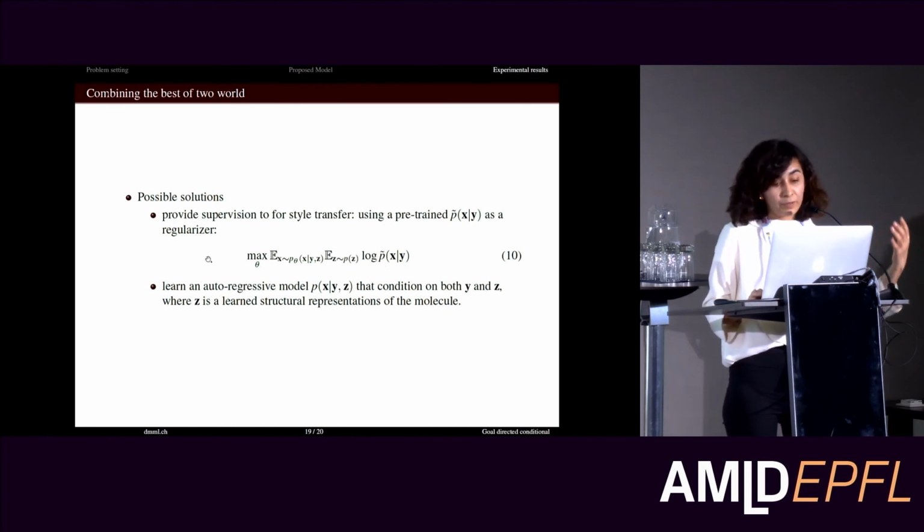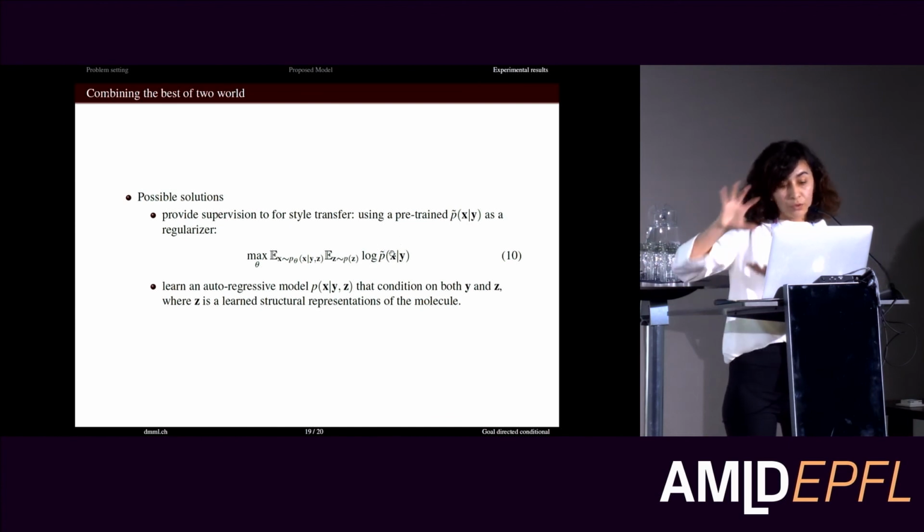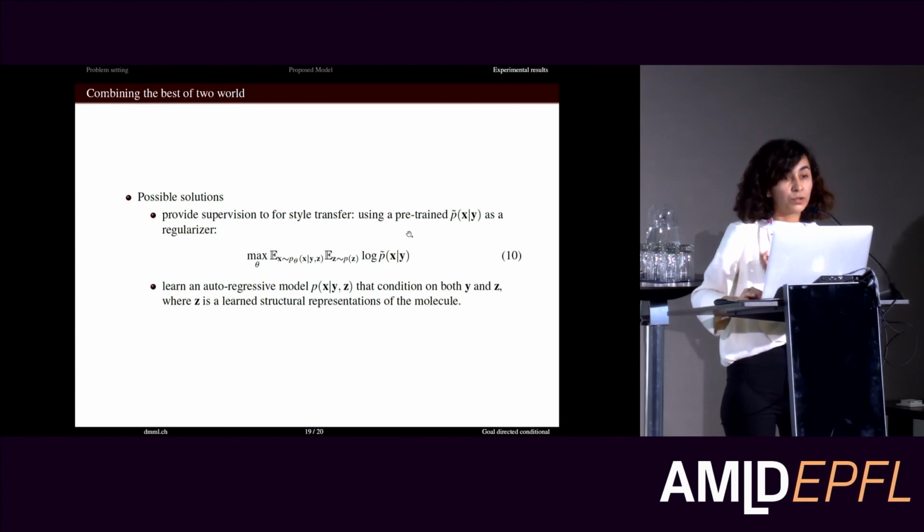supervision. So for a VAE, you can add this as a fixed distribution to check whether a molecule generated from style transfer falls into this one or not. By maximizing this one, you can push the molecule. You can give supervision. The other one is to take this autoregressive model, which works well for p(x given y), and give it a z that actually has structural information, where the z you learn separately. And this hopefully will give an autoregressive model that can do both style transfer and conditional generation performance.